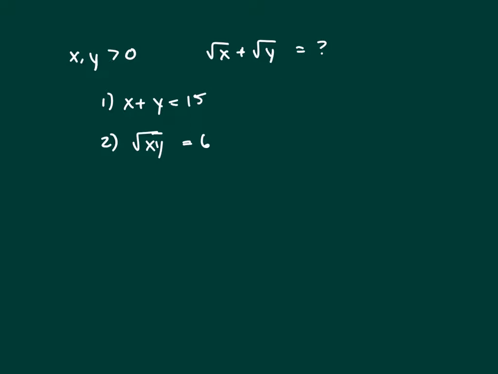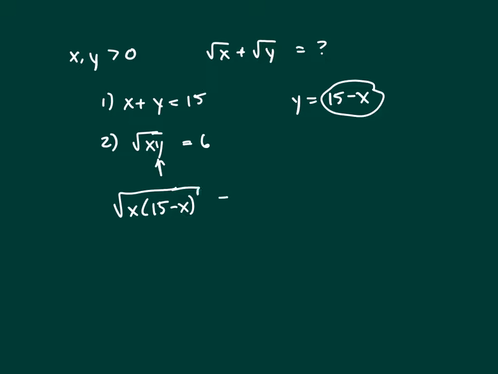So what I'm going to do is I'm going to solve for either x or y. It doesn't matter, I'll solve for y in this top equation. So y equals 15 minus x. Now take this expression and plug it in there. So you got the square root of x times y, which is 15 minus x, equals 6. And I want to get rid of my radical, so you square both sides. And that gives you x times (15 minus x) equals 36.